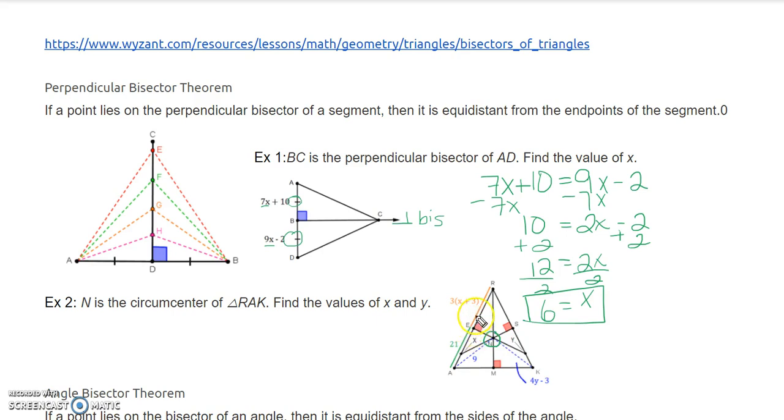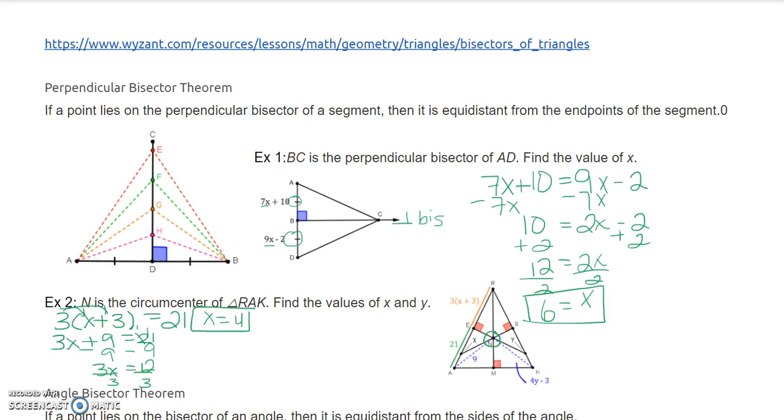And just like the last problem, we know that those are congruent. So 3 times x plus 3 equals 21. Now, normally I would do the distributive property. So I get 3x plus 9 equals 21. I'm going to subtract 9 from both sides. 3x is going to equal 12. Divide by 3. And x is going to equal 4. So we found x. X is equal to 4.